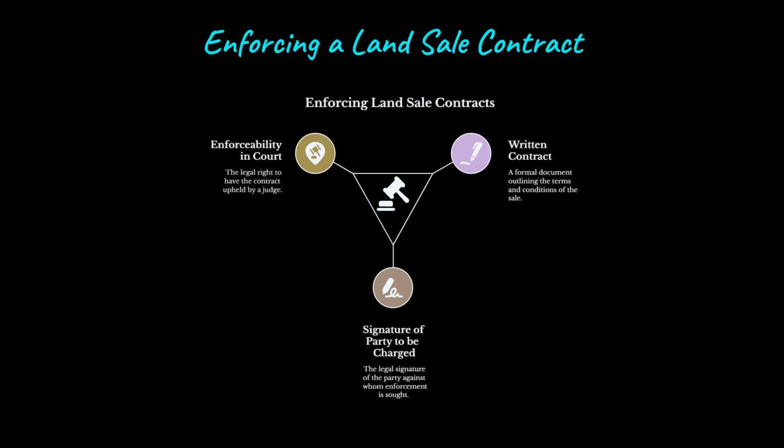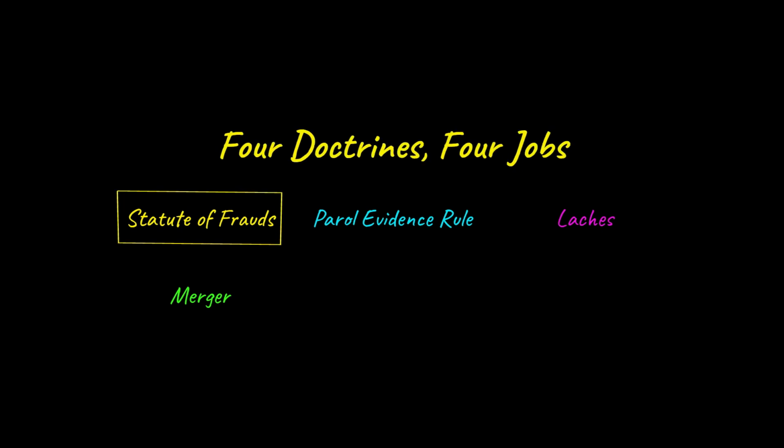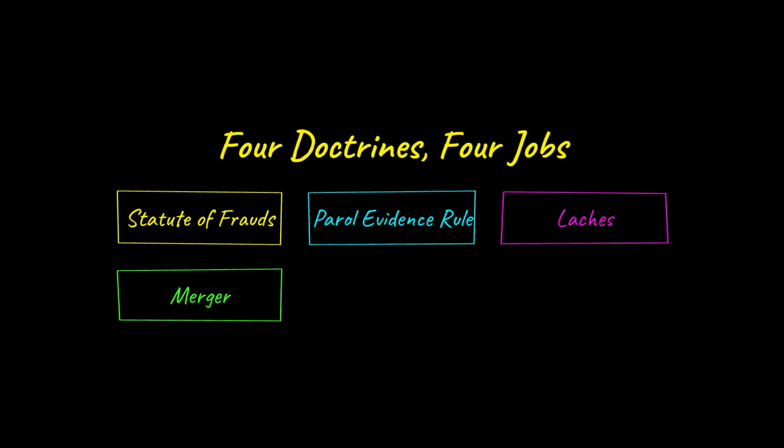Picture a buyer and seller negotiating the sale of a house. Only when the party to be charged signs a written contract does the agreement become enforceable in court. Exam questions often try to confuse the statute of frauds with three other doctrines: the parole evidence rule, which governs interpreting an existing writing; laches, which bars stale claims after unreasonable delay; and merger, which blends a lesser estate into a greater one. Only the statute of frauds asks whether a land contract must be written and signed at all.